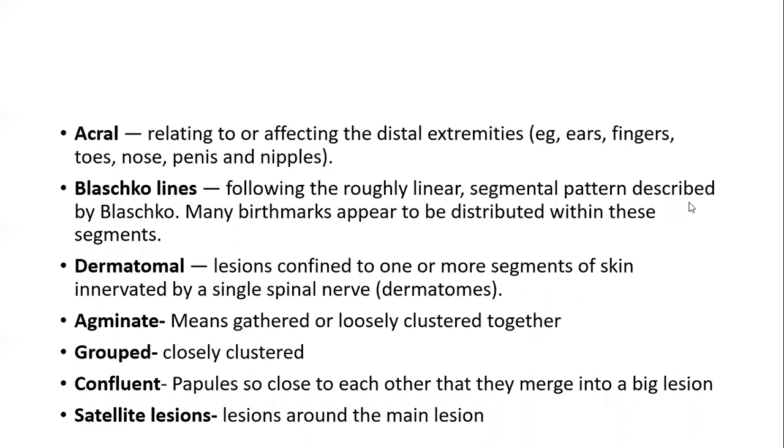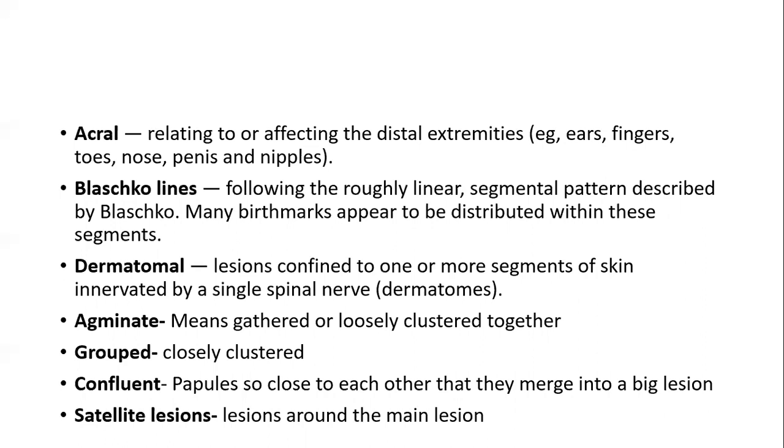So the lesions can have an acral distribution. That means it is related to or affecting the distal extremities. For example, the ear, fingers, toes, nose, penis, and nipples. Blaschkoid lines follow the roughly linear segmental pattern described by Blaschko. Many birthmarks appear to be distributed within these segments.